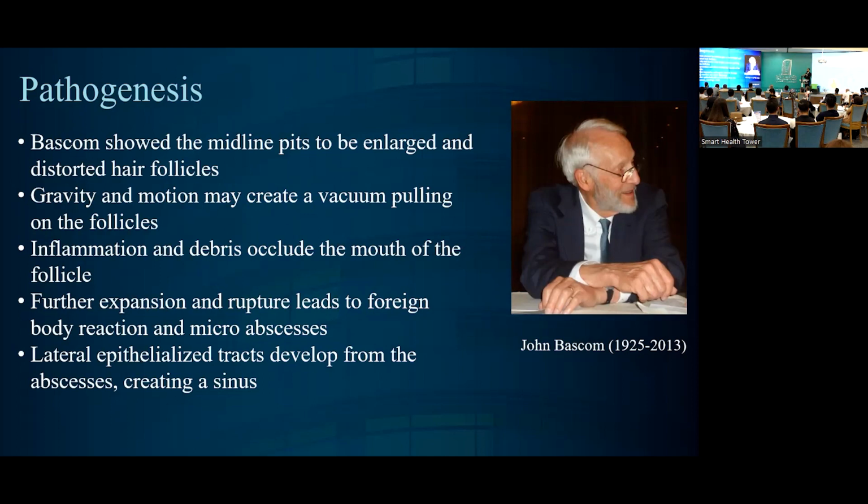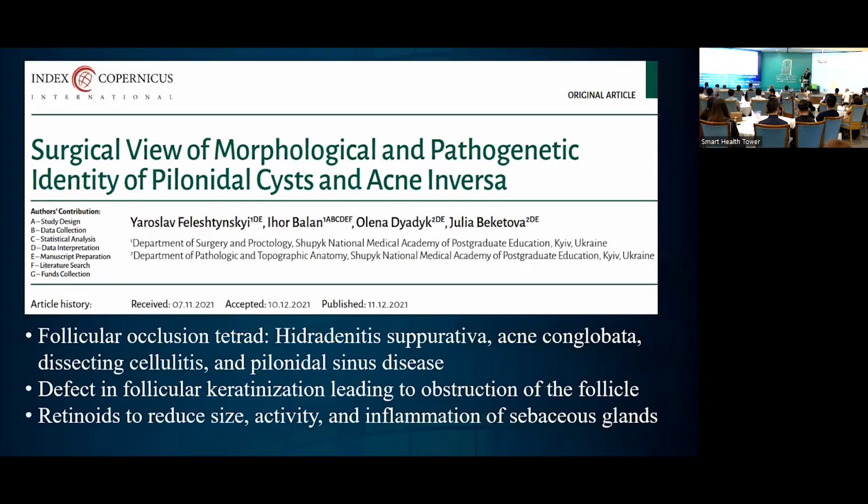And Bascom actually, what he did was that he took, this is not his paper by the way, he took the midline pits that you can see in asymptomatic or early disease, and he examined them, and he showed that they were actually abnormal hair follicles. And that's why he argued that the hair insertion was not the main pathogenic event. It was just the enlargement and the dilatation of the hair follicle, and that the hair insertion was a secondary event later in the disease.